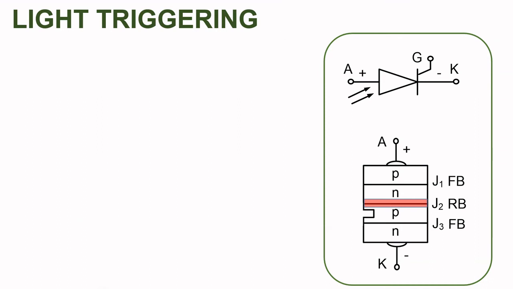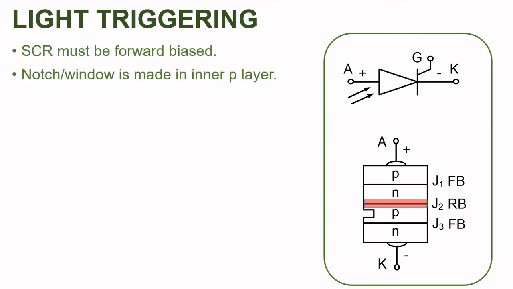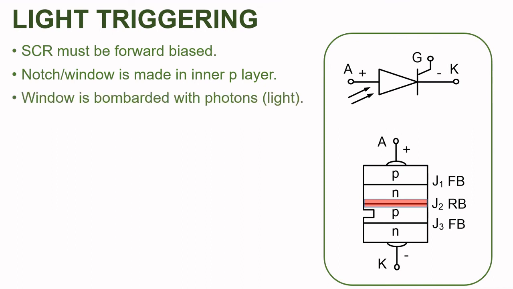Light triggering. This type of triggering is also known as radiation triggering. Again, for SCR to be triggered by light triggering, SCR must be under the forward biased condition. A notch or a window is made in the inner P layer of the SCR as shown in the figure. This window is bombarded with photons which are present in the light.